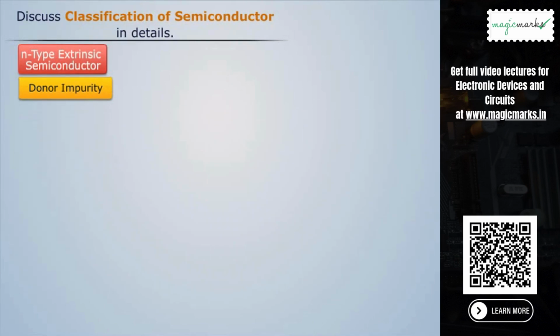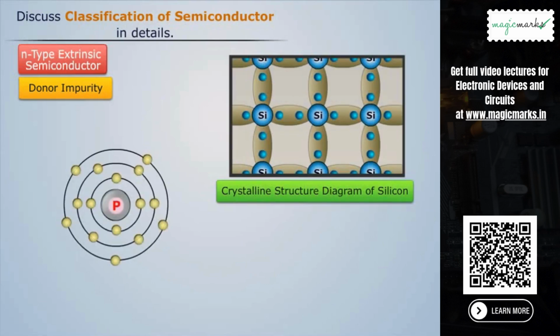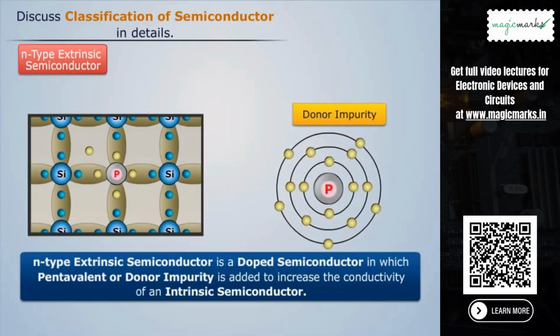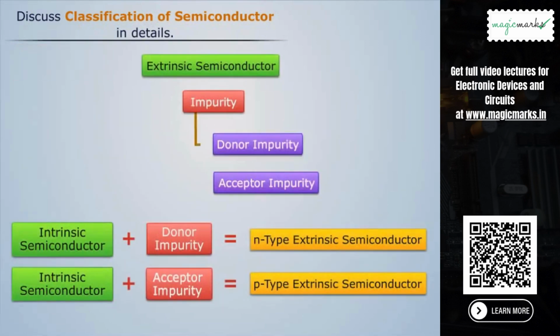Now, when a small amount of pentavalent or donor impurity is added to a pure or intrinsic semiconductor, the resulting semiconductor is called the N-type extrinsic semiconductor. Thus, an N-type extrinsic semiconductor is a doped semiconductor in which pentavalent or donor impurity is added to increase the conductivity of an intrinsic semiconductor. We have covered N-type semiconductor. Now we will discuss P-type semiconductor.